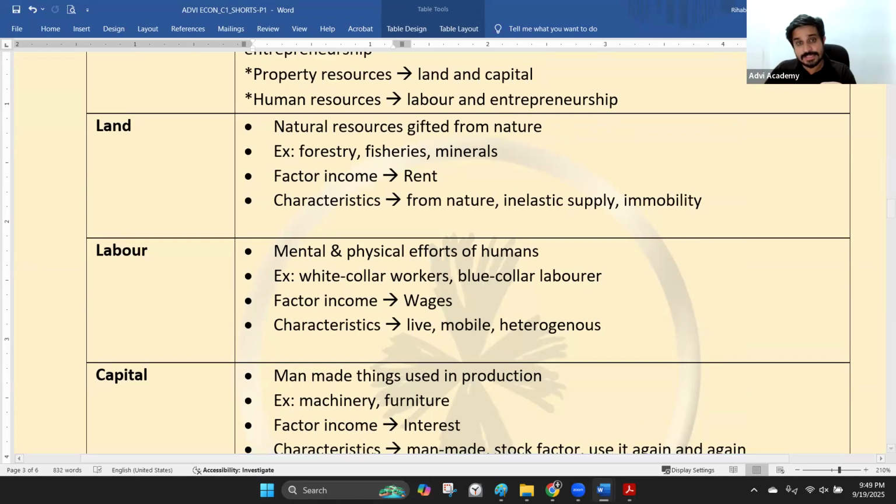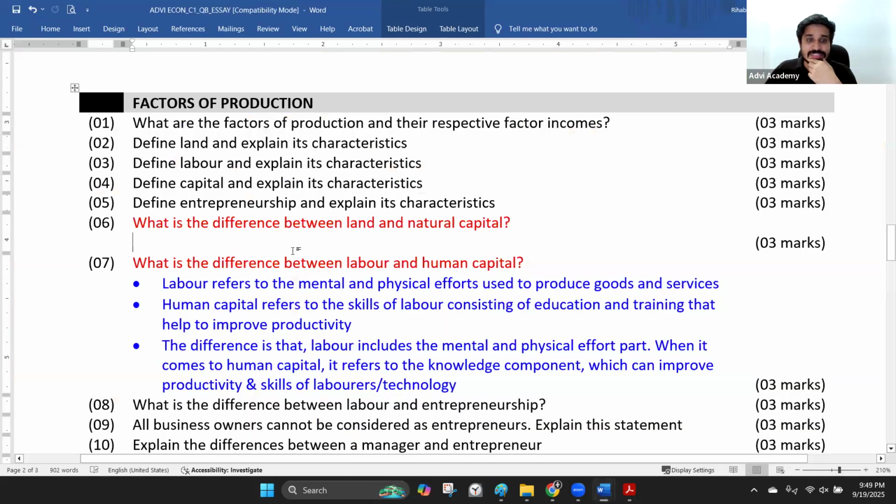The moment you go to the paper and a question like this comes: what is the difference between land and natural capital? Malinga yorker ball. That is what we call a yorker ball.